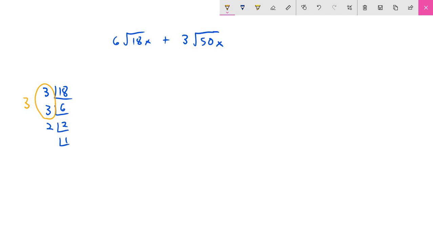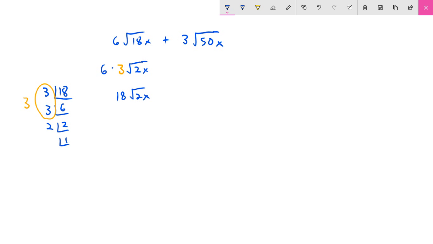And so what does square root of 18 simplify to? 3 square roots of 2, right. But what did I also have there at the beginning? X on the inside. But we were multiplying. So 6 times 3 would be? So 18 square roots of 2x is the first term simplified.